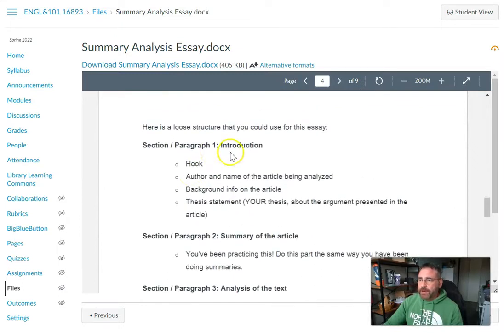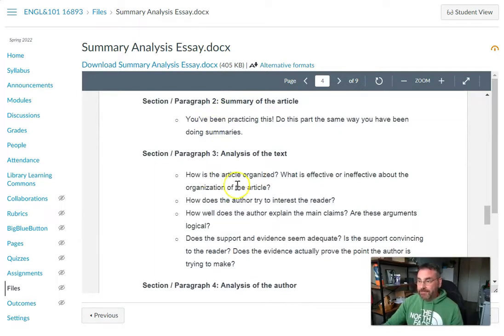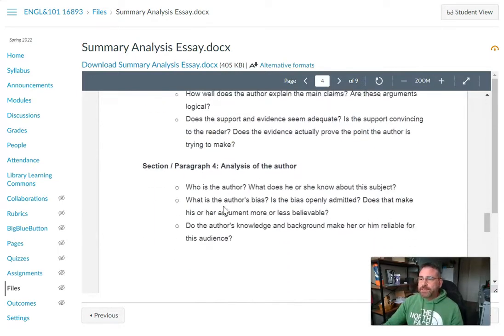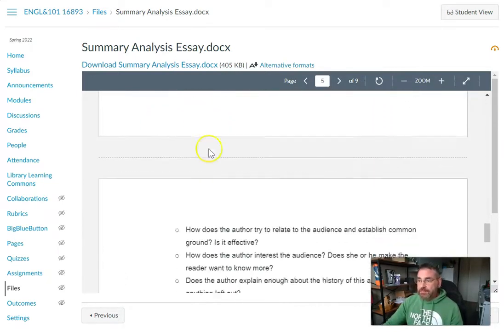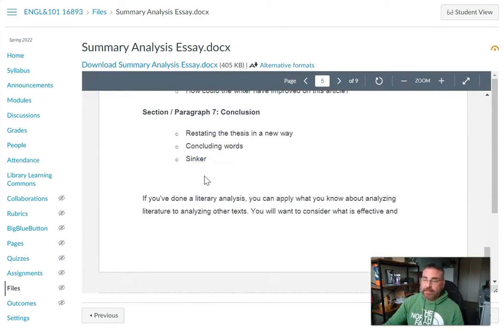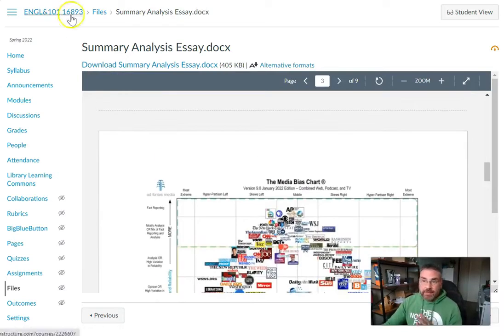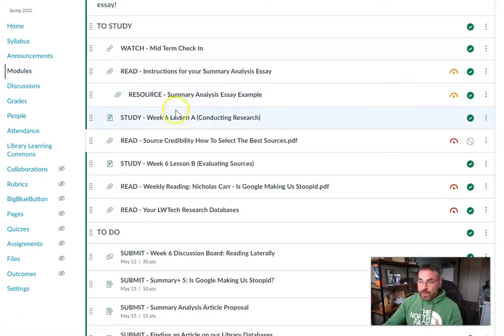So yeah, paragraph 1, these are the parts you need. Paragraph 2, this is what you need. Paragraph 3, this is what you need, right? So look through this, make sure it makes sense. It's a big essay. I think it goes up to 7 paragraphs. That's a lot. So make sure you look at that and email me if you have any questions about how to do this, what I'm looking for.